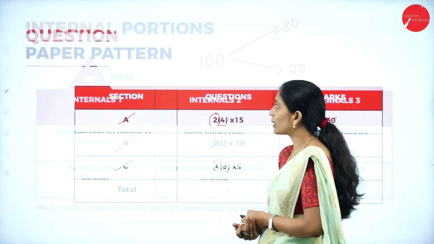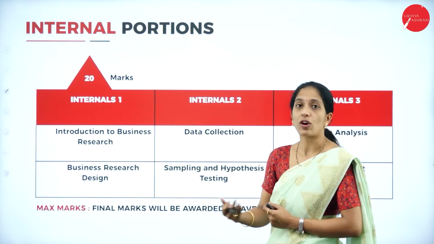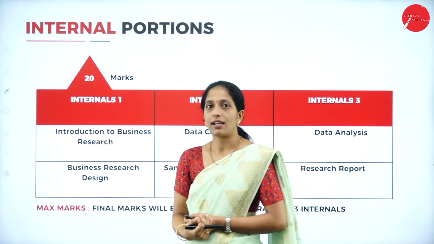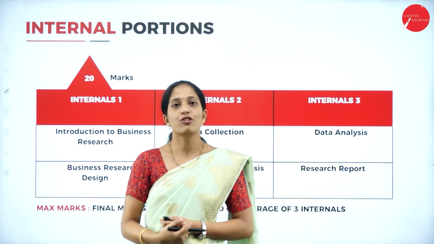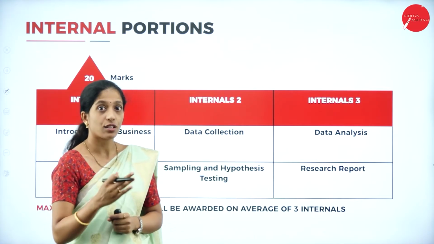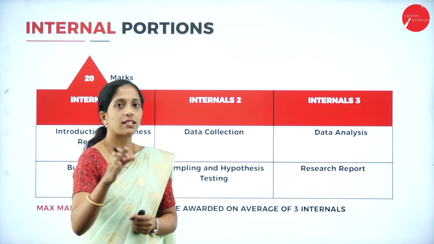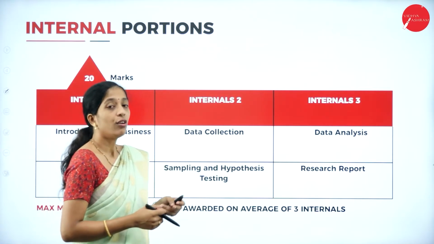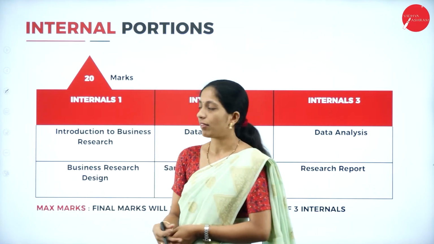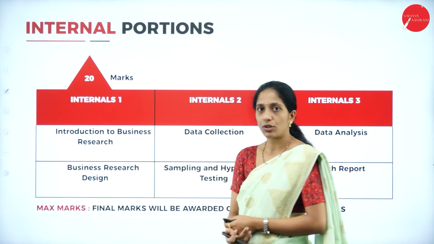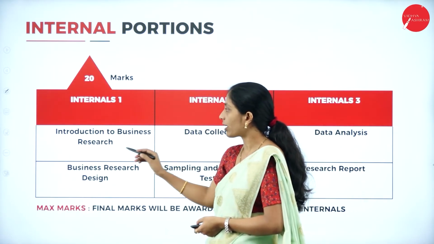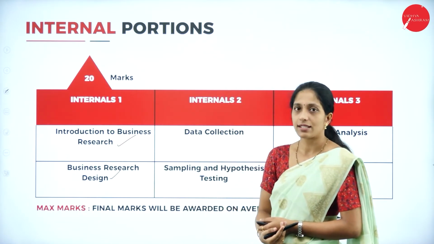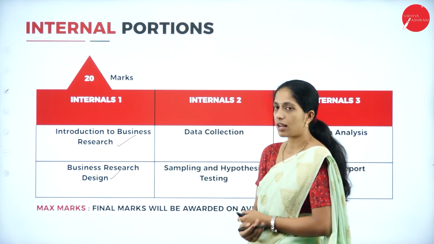Let us see how the internal examination will be and what its portions are. There will be 3 internals: Internals 1, Internals 2 and Internals 3. Each exam is for 20 marks. For Internals 1, you will have unit 1 and unit 2. Unit 1 is Introduction to Business Research and unit 2 is Business Research Design.